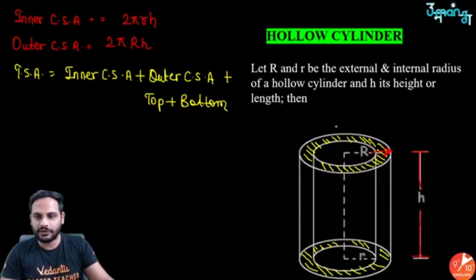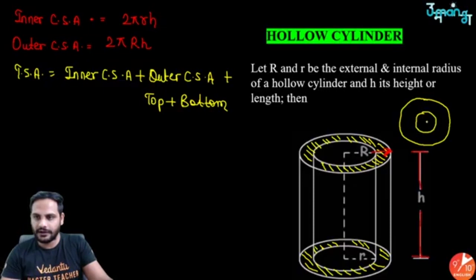Now let's talk about the area of this top. You will see it looks something like this: one circle outside, one circle inside. The inner radius is small r, the outer radius is capital R. So we have to find out the area of this circular ring.